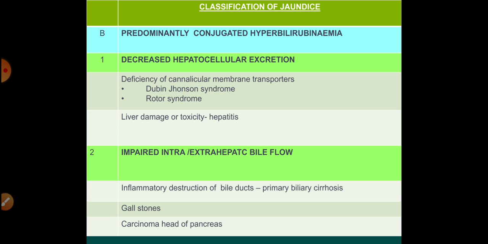Decreased hepatocellular excretion could also be because of diffuse liver damage like in hepatitis. Impaired intra and extrahepatic bile flow could be because of inflammatory destruction of the bile ducts as seen in primary biliary cirrhosis. It could be because of obstruction of the biliary tract by gallstones, or obstruction to the bile flow by carcinoma of the head of the pancreas, or sometimes obstruction can occur due to parasites like hepatic liver flukes.